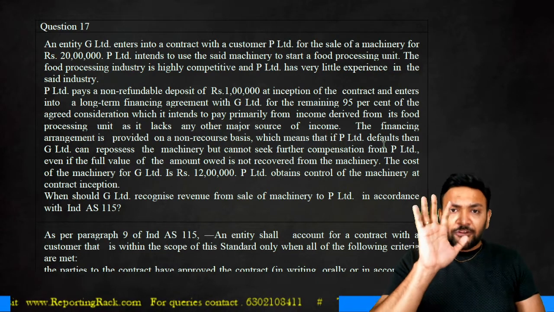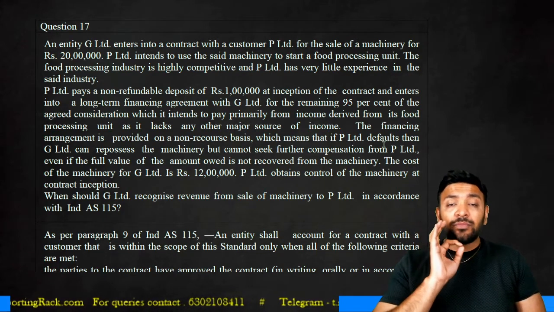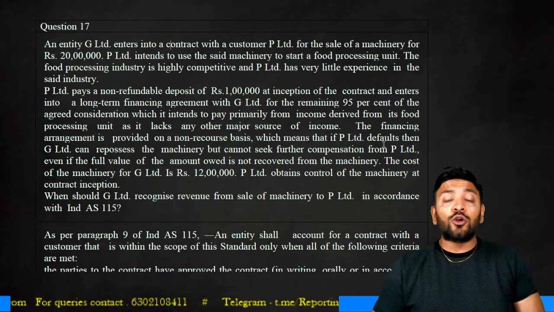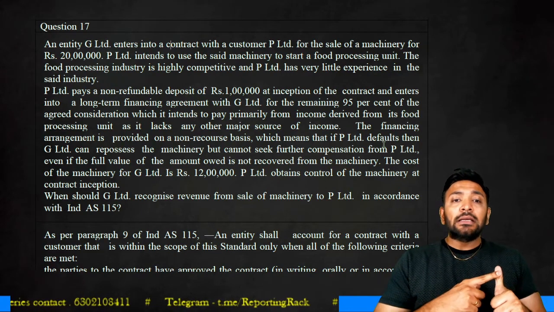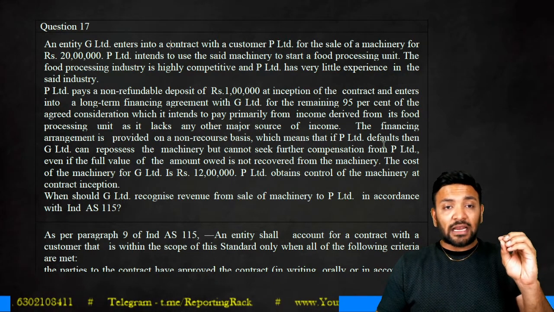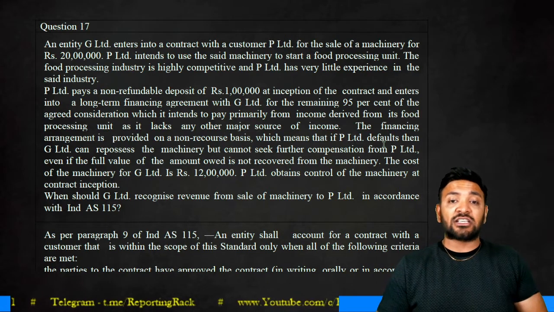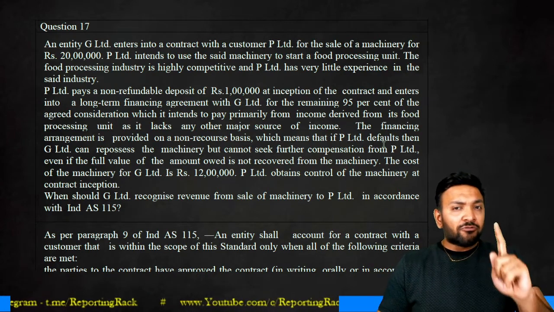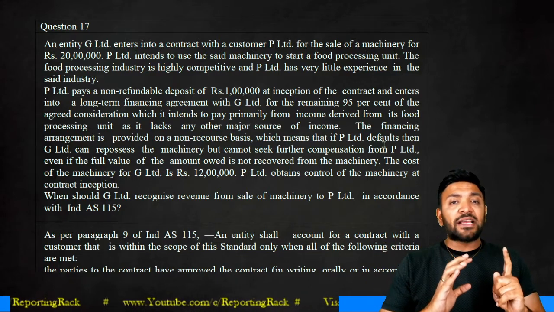Now, putting the fifth one to test, where the consideration is probable to be collected. That means the party or the customer has both an intention as well as an ability to pay the consideration under the contract. Look at here. Number one, the balance 19 lakhs of consideration, which is supposed to be collected from the customer, is primarily paid out of income derived from the food processing industry, and there is no other major source of income to P Limited. First indicator to say that it is not convincing enough that the consideration will be received.